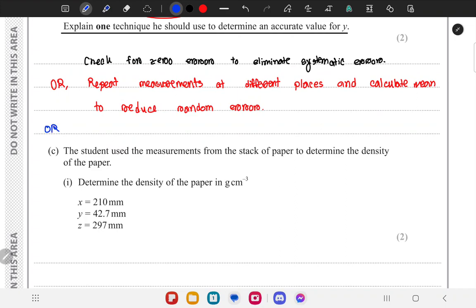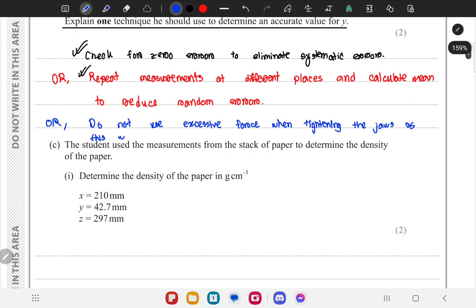This is one of the more rare answers. These two answers, this one and this one, will almost always come up somewhere in your paper. This is a slightly more question specific answer. So any of the three answers would be fine in this case.